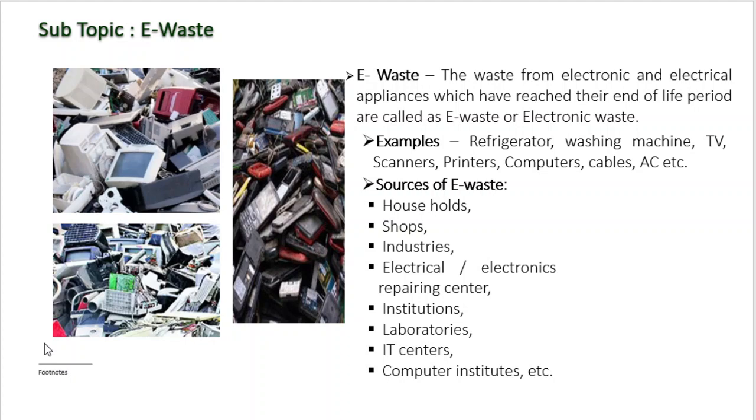What exactly is the meaning of e-waste? The waste from electronic and electrical appliances which have reached their end of life period is called e-waste or electronic waste. For example, fridges, washing machines, TVs, scanners, printers, computers, cables, mobile phones, etc. Another definition of e-waste: electronic waste or e-waste is defined as waste material like discarded computers, office electronic equipment, entertainment electronic devices, mobile phones, television sets, and refrigerators.